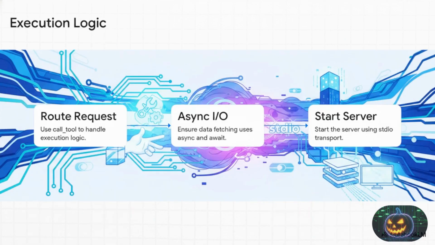Now, to handle the actual logic, Step 1 is using the @server.call_tool decorator. This routes the AI's request directly to your Python function. Step 2, ensure everything is fully asynchronous. MCP is built entirely for concurrency, so you absolutely have to use async and await for any data fetching or I/O operations, otherwise you'll block the whole process. Finally, Step 3, start the server using the standard input/output or STDIO transport layer. This is literally how the JSON RPC messages flow back and forth between the client and your server.